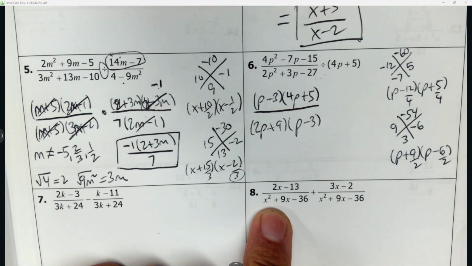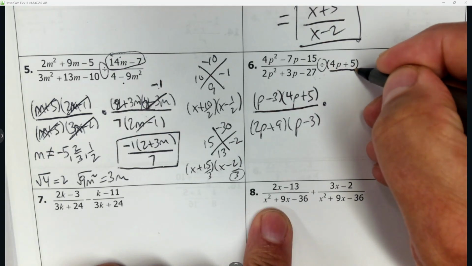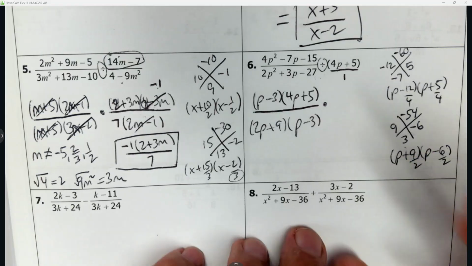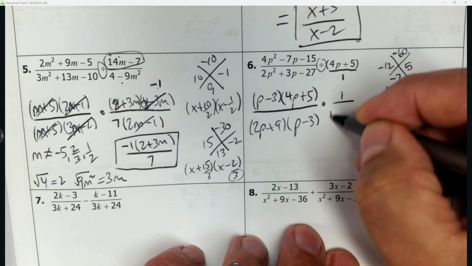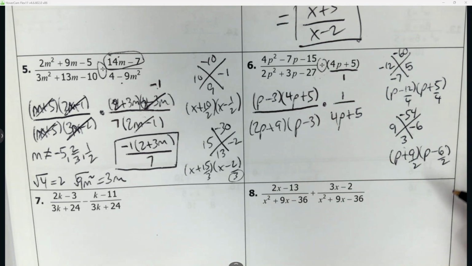All right, take a moment. We're going to change this to multiplying. I want you to see this as a fraction, that there's a 1 in the denominator. So I'm going to flip that and put a 1 on top and put 4p plus 5 on the bottom. So that's how I change it to multiplying.